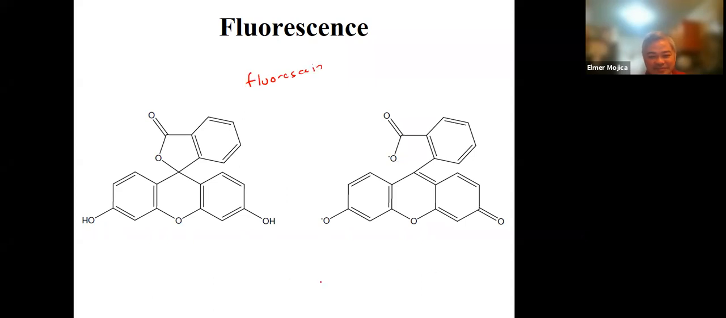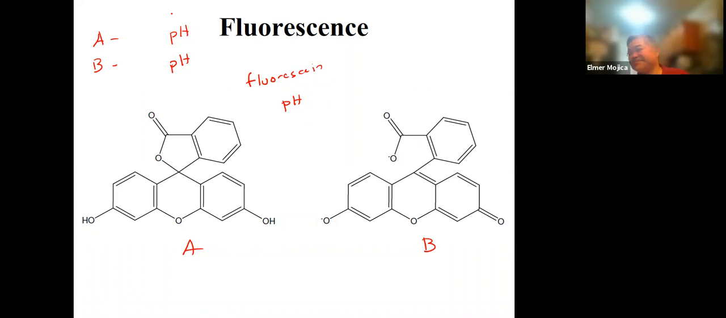So what do you think is the difference between the two here? Pag sinabi ko, alin dito yung high pH, alin dito yung low pH? Let's say A or B. So ano yung A, ano yung B in terms of pH? Saan yung high pH, saan yung low pH? You should be able to tell based on the structure, right? Sige nga. Ano yung A? Is it low pH or high pH?